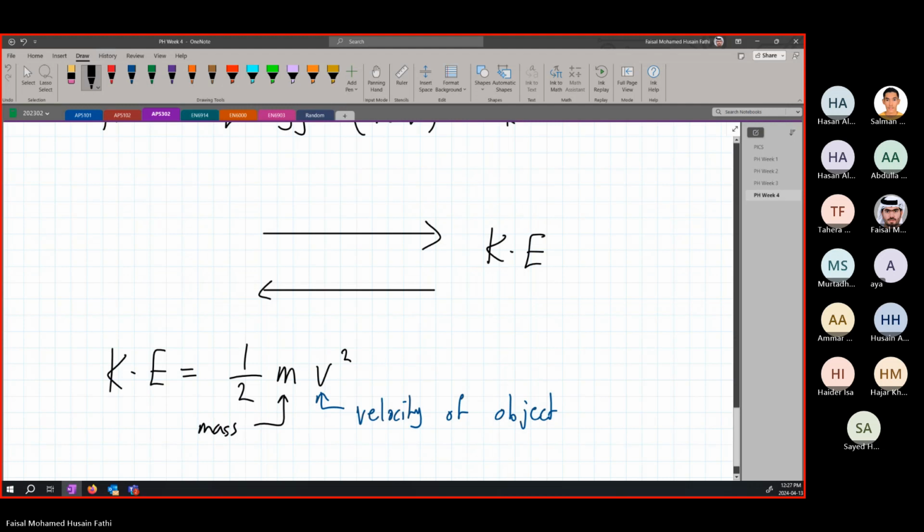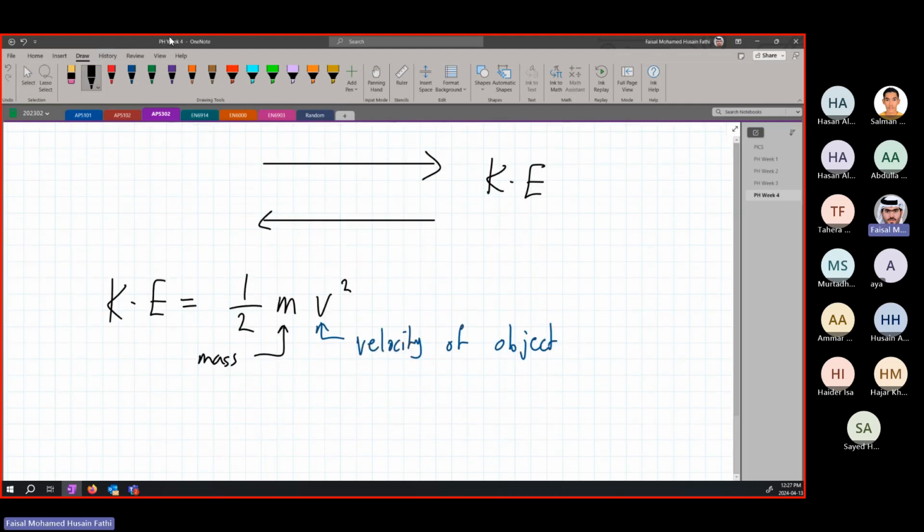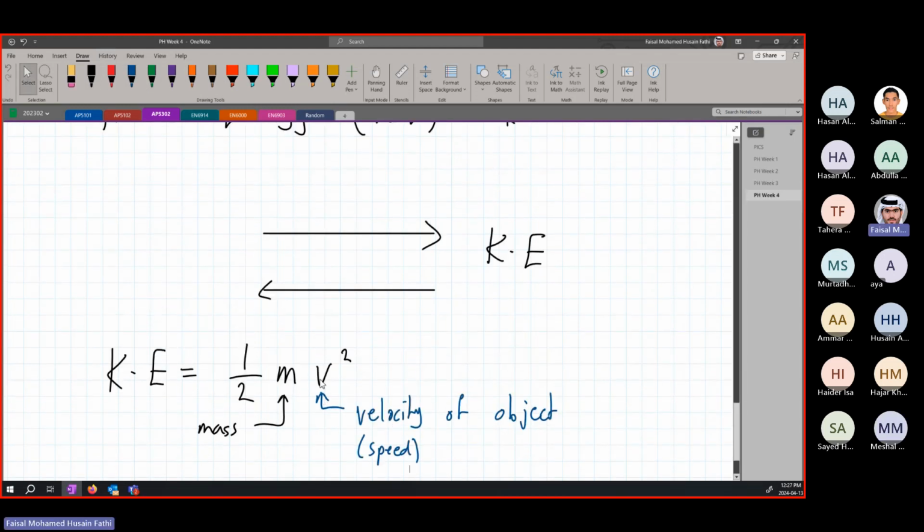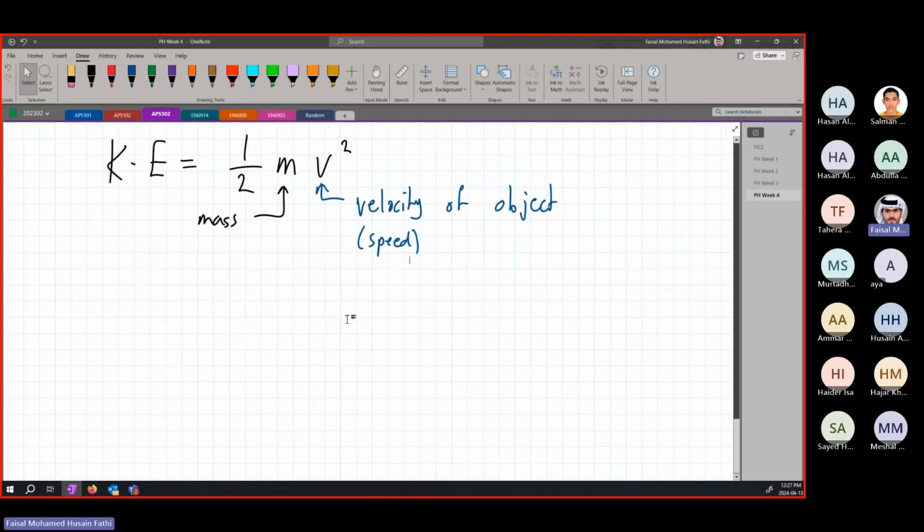Okay? So v is the velocity, or in simpler terms, speed, of the object. Okay? So if you notice, every time your speed is higher, you're going to have higher kinetic energy. If your mass is heavier, you're going to have higher kinetic energy. So the kinetic energy depends on the mass and on the velocity of the object in each direction. Let's take a simple example.